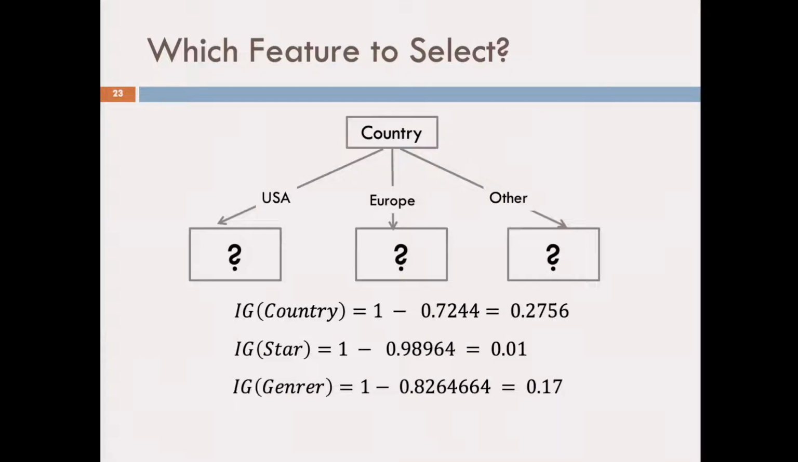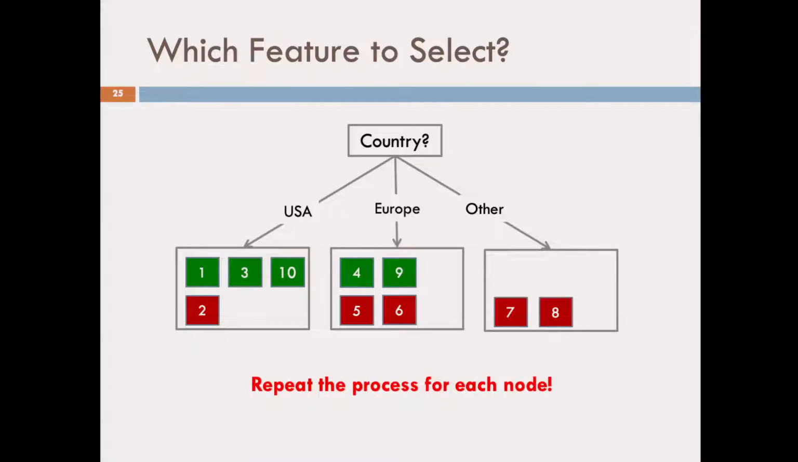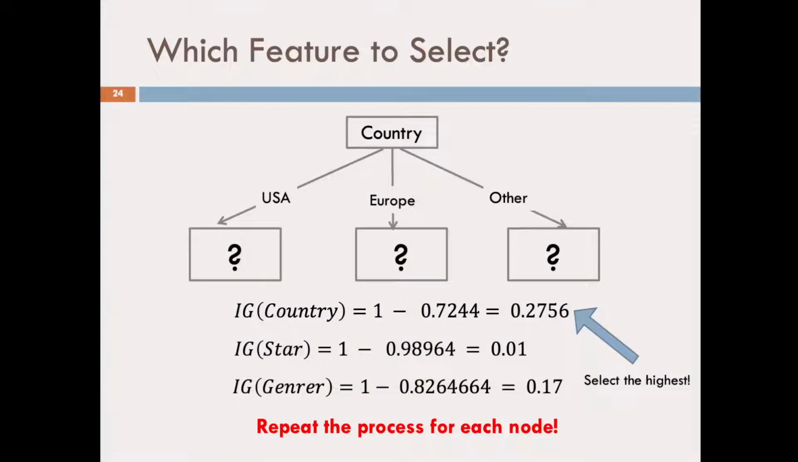Now, which feature to select? If we look at the data set, we have tested all the 3 features, and we have to look at the information gain of each feature. What is the feature with the highest information gain? The feature country. Then we are going to choose the feature country to be used, okay? Because it has the highest information gain. So this is going to be the feature that we are going to put in the root of the tree, the first feature of our decision tree.